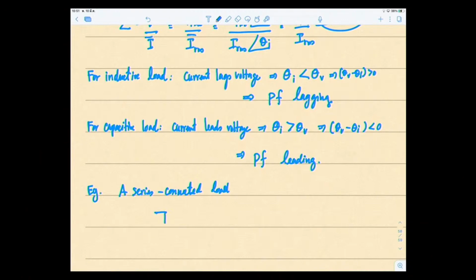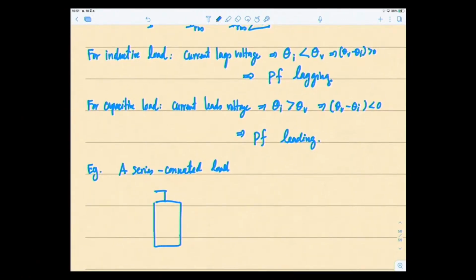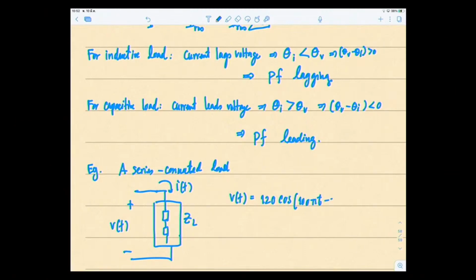So you have this big load here, ZL, and inside it there's something connected in series. It draws a current I of t when you have a voltage supply V of t across it. Given that V of t is equal to 120 cos of 100 pi t minus 20 degrees volts, and the current I of t is equal to 4 cos of 100 pi t plus 10 degrees amps.